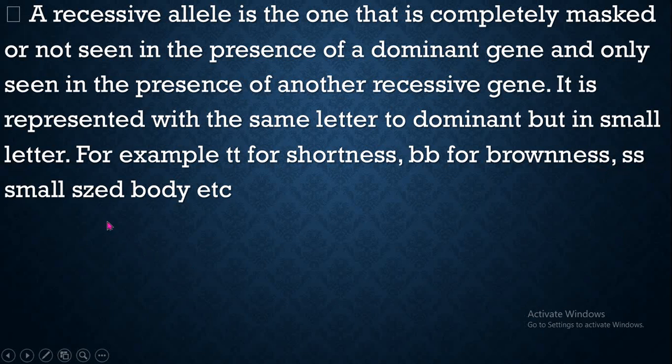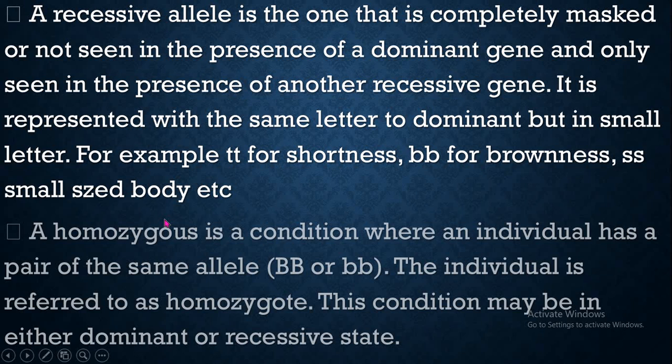SS, small-sized body. Homozygous is a condition where an individual has a pair of the same allele, i.e., capital BB and or small bb. The individual is referred to as a homozygote. This condition may be in either dominant or recessive state.